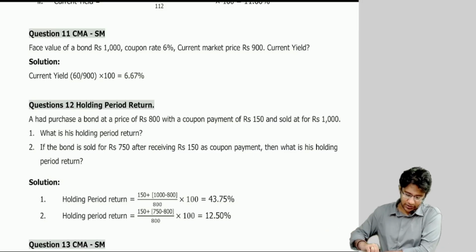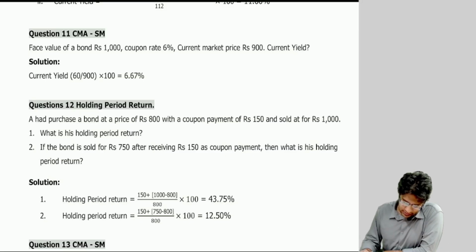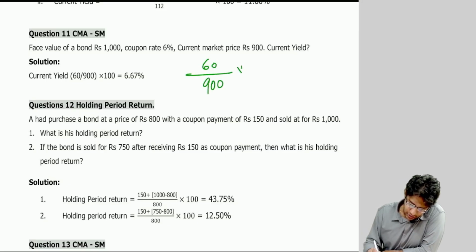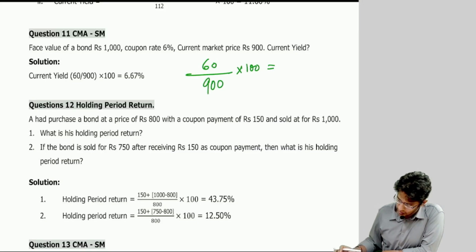Face value of the bond is 1000. Fantastic. Coupon rate is 6%. Okay. Current market price is 900. He is asking the current yield. Current yield formula is what? Coupon amount divided by market price. Coupon amount is how much? 60. Market price is how much? 900, into 100. 6.67.